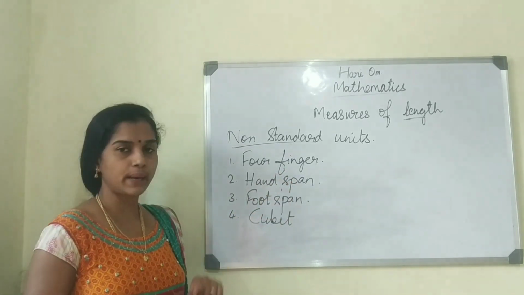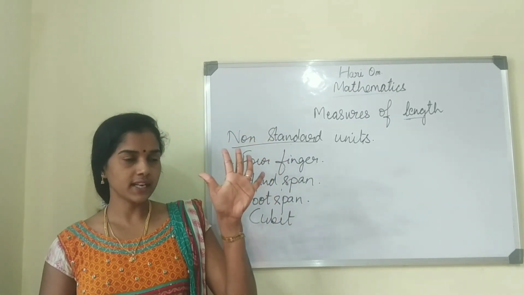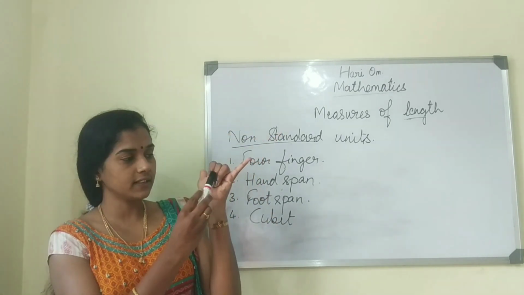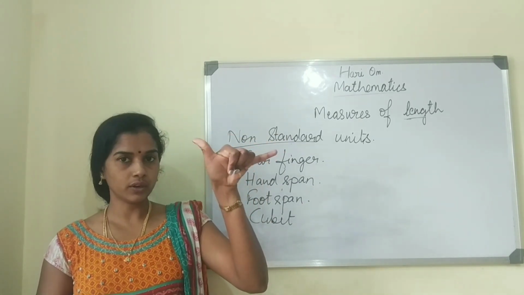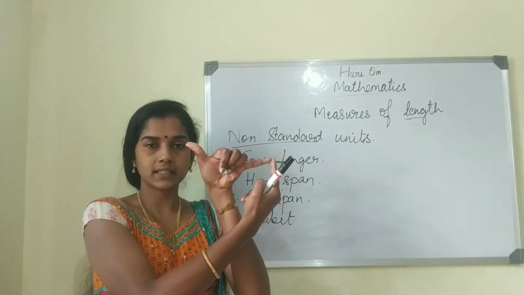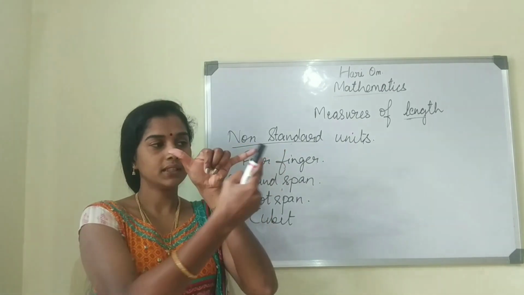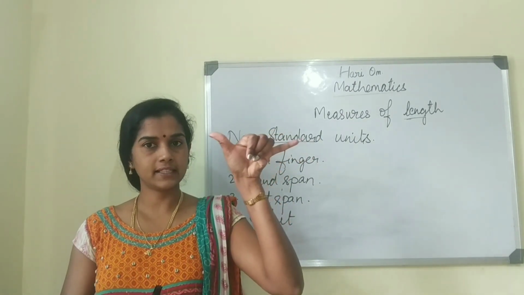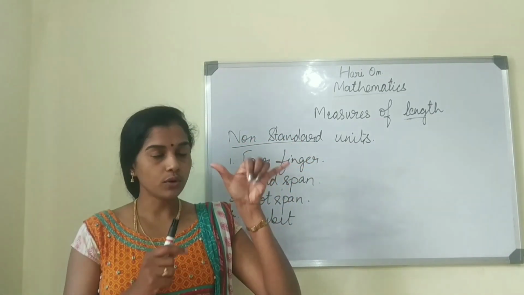Next, handspan. What is handspan? Hold your hands like this. You have to stretch it. Hold your hands like this and fold these three fingers and stretch it. The distance from the tip of the thumb till the tip of the little finger is called handspan. What is it? Handspan. Understood children? So we have to stretch it.